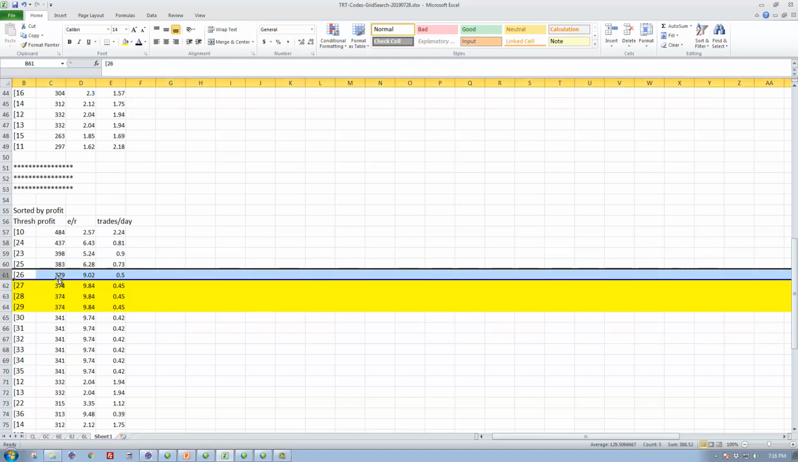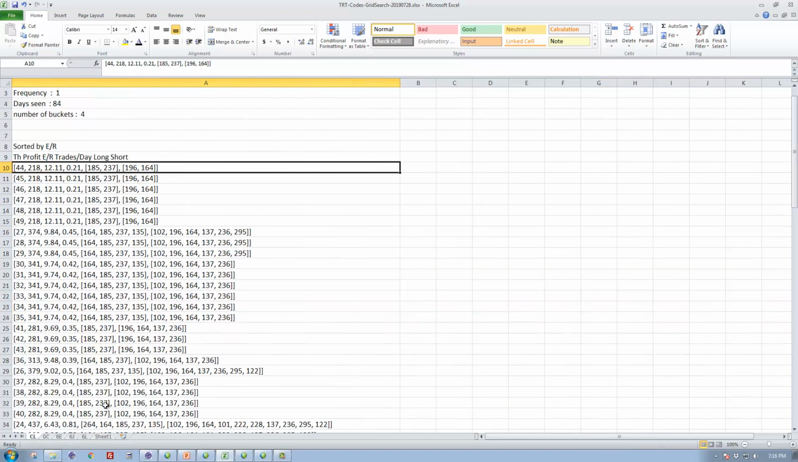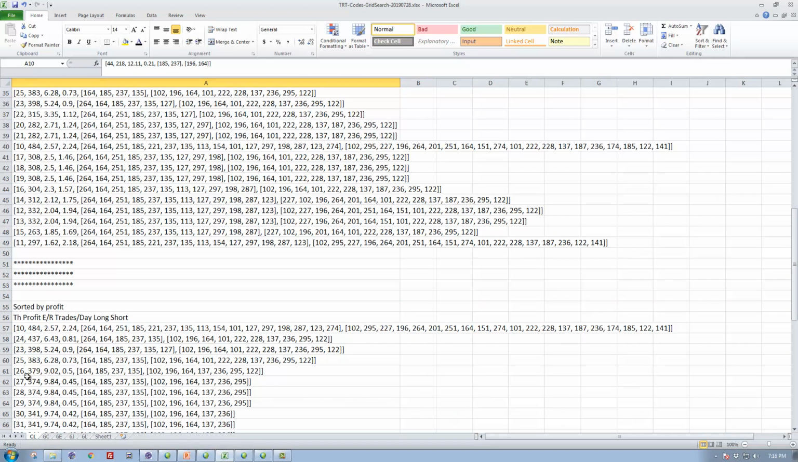It's 5 ticks more. My ER drops a fair amount, all the way down to 9.02, with slightly more trades per day. If you look at the codes, you can see what's happening there. So let's jump over and look at that real quick. This is rows 61 to 64. This is the CL data. It's this here.